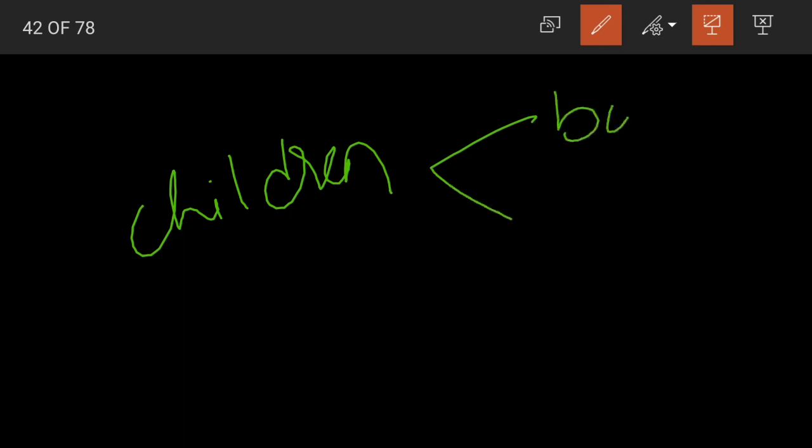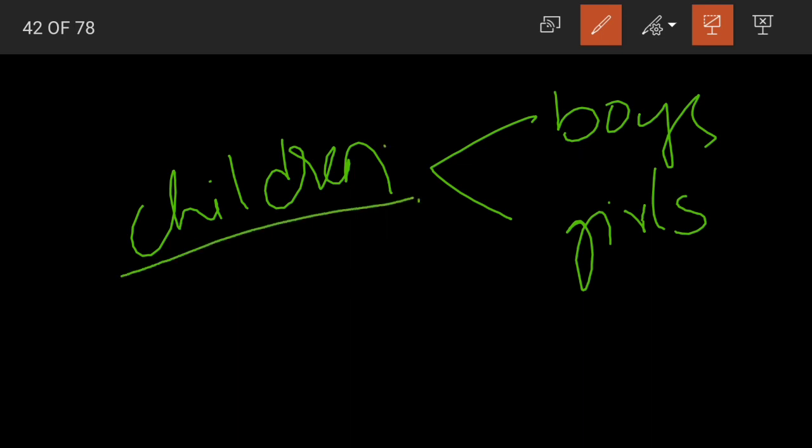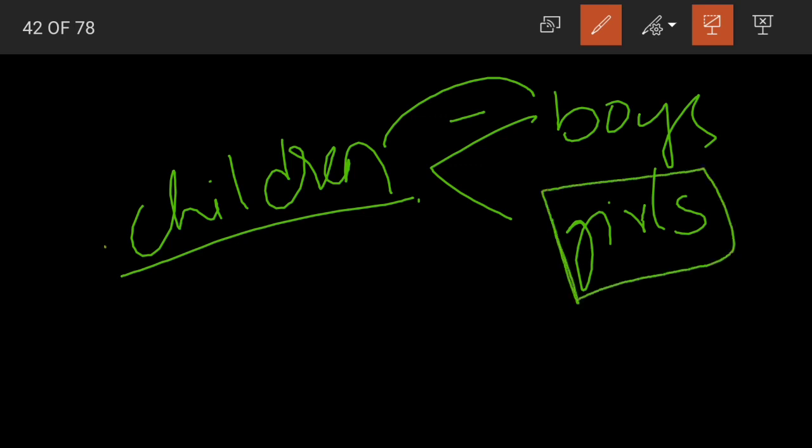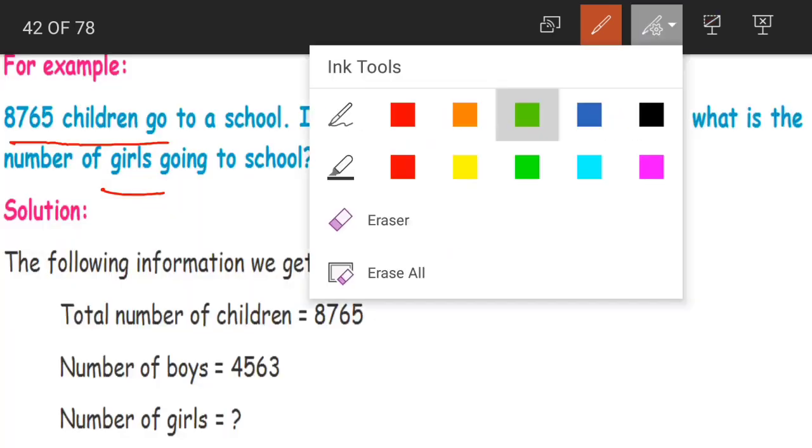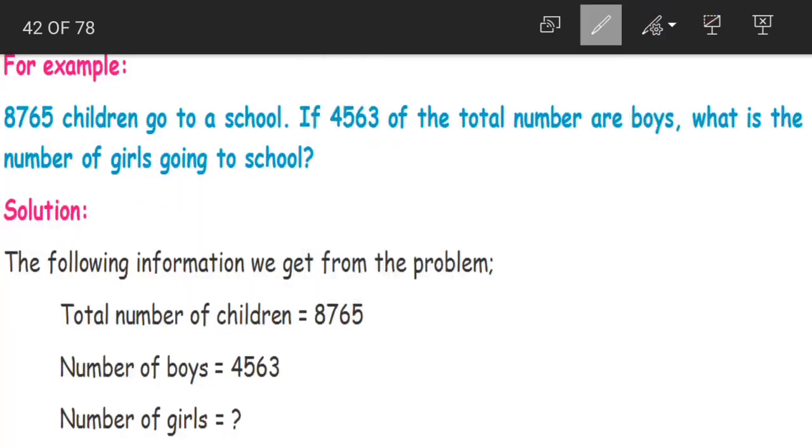See, who all go to school? Boys as well as girls go to school. So from the given total number of children, if we remove the number of boys, who will be left? We will be left with the number of girls only. Yes. From the children, if we subtract the number of boys, we will get the number of girls going to school.